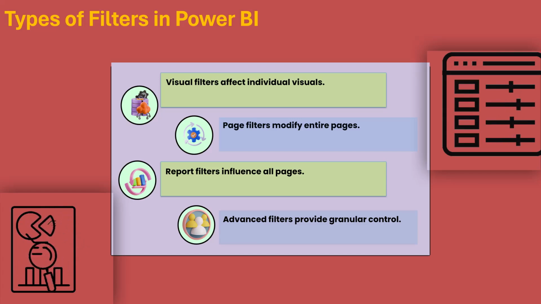Think of filters like different lenses for viewing data. Visual filters let you tweak individual visuals, while page filters adjust the scene at a broader level. Report filters, on the other hand, shape everything in sight. Advanced filters give you complete control. Whether you need a microscope or a telescope, Power BI filters have got you covered.